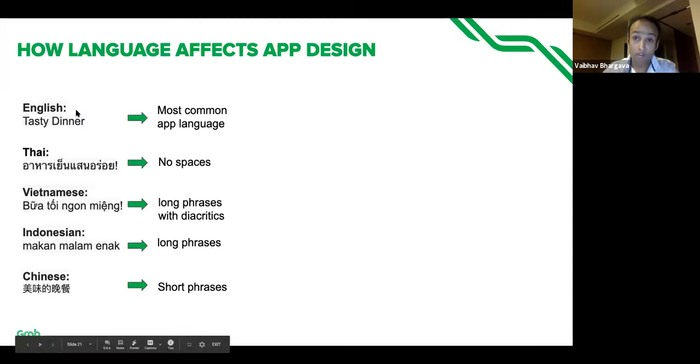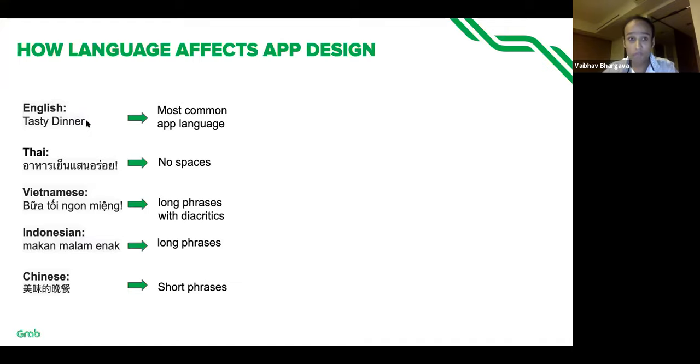If you're building an app in North America or India, you have to solve in English. Even in a country like India, though English is not the main language, people who use smartphones typically use English. If you're launching in Brazil, you can start with Portuguese. That's not the case with Southeast Asia, because our users actually use the app in their native language most of the time. And that creates unique challenges. And I'll give you an example of how language impacts app design.